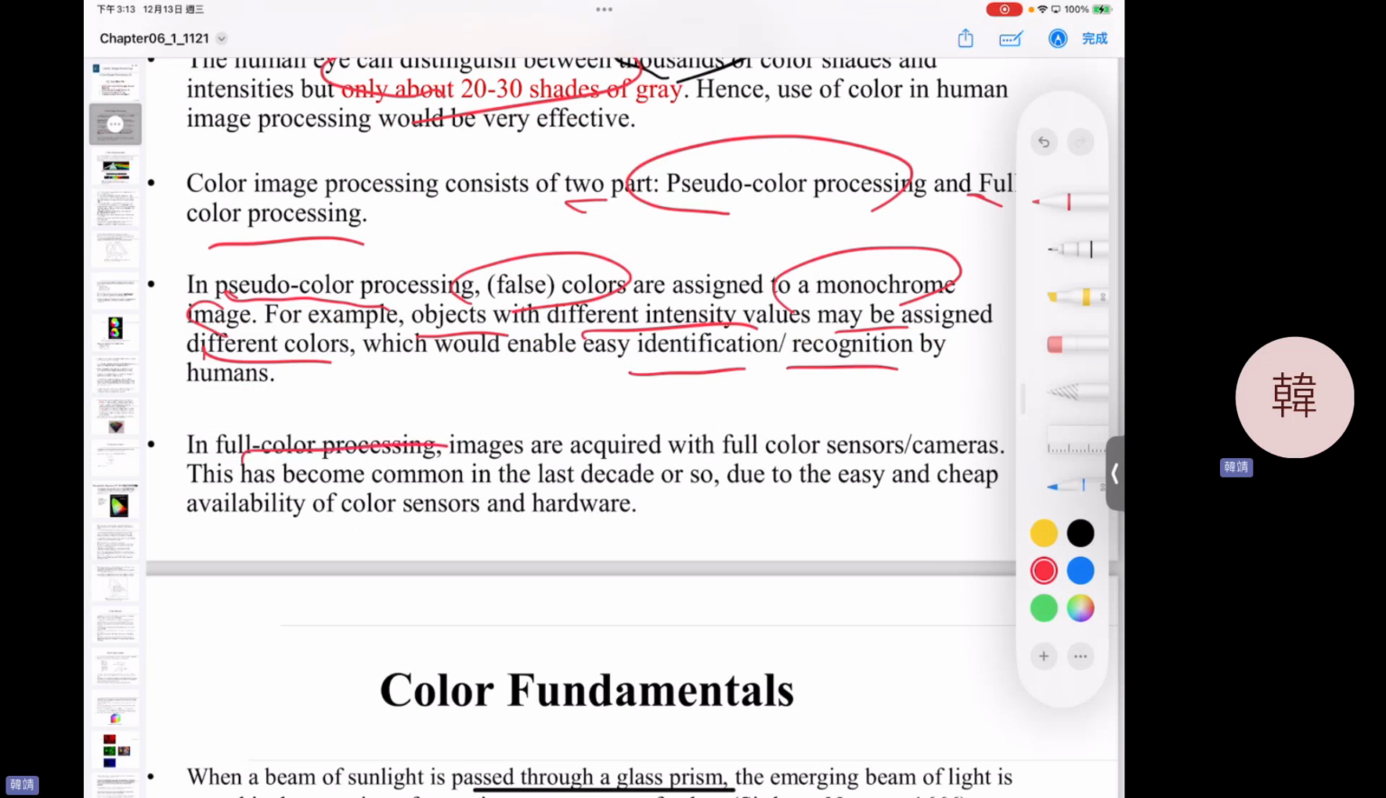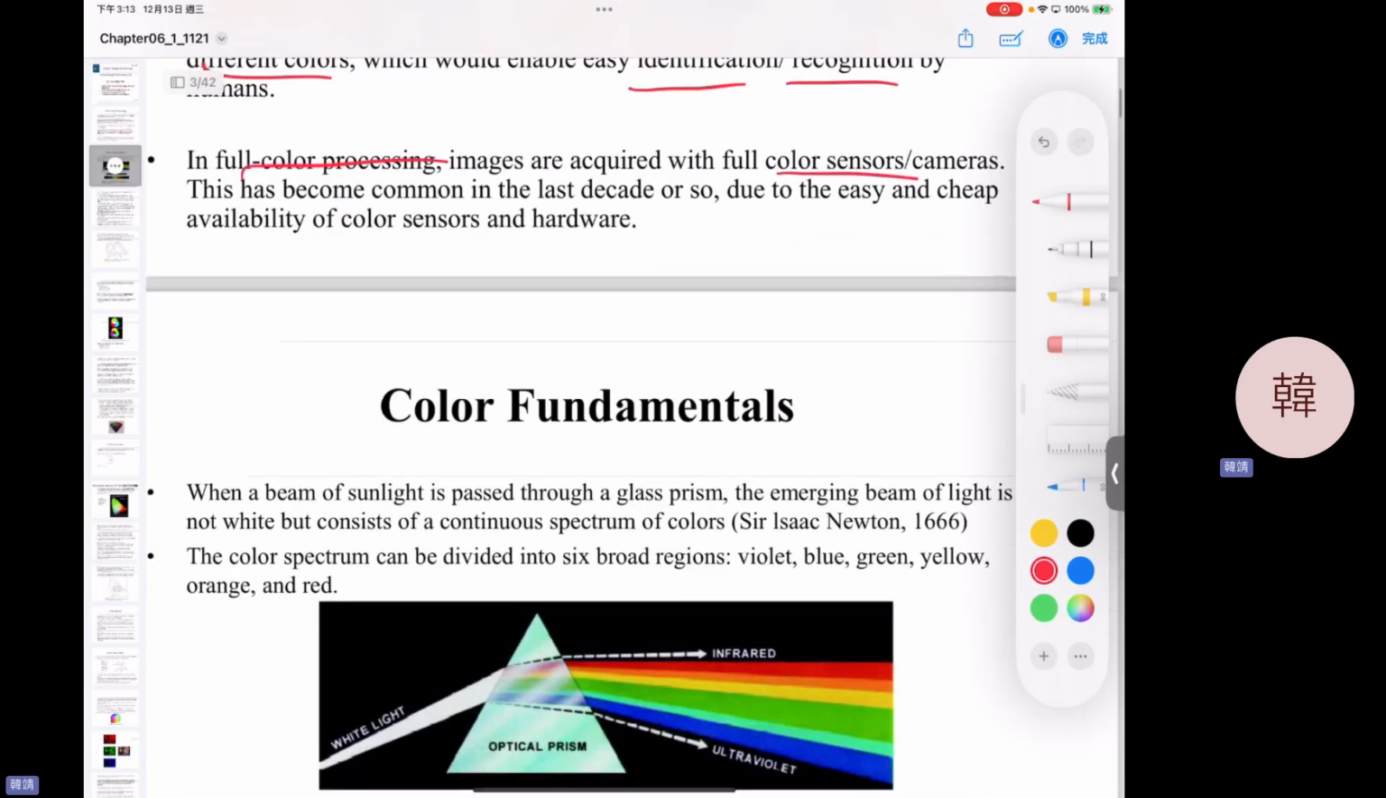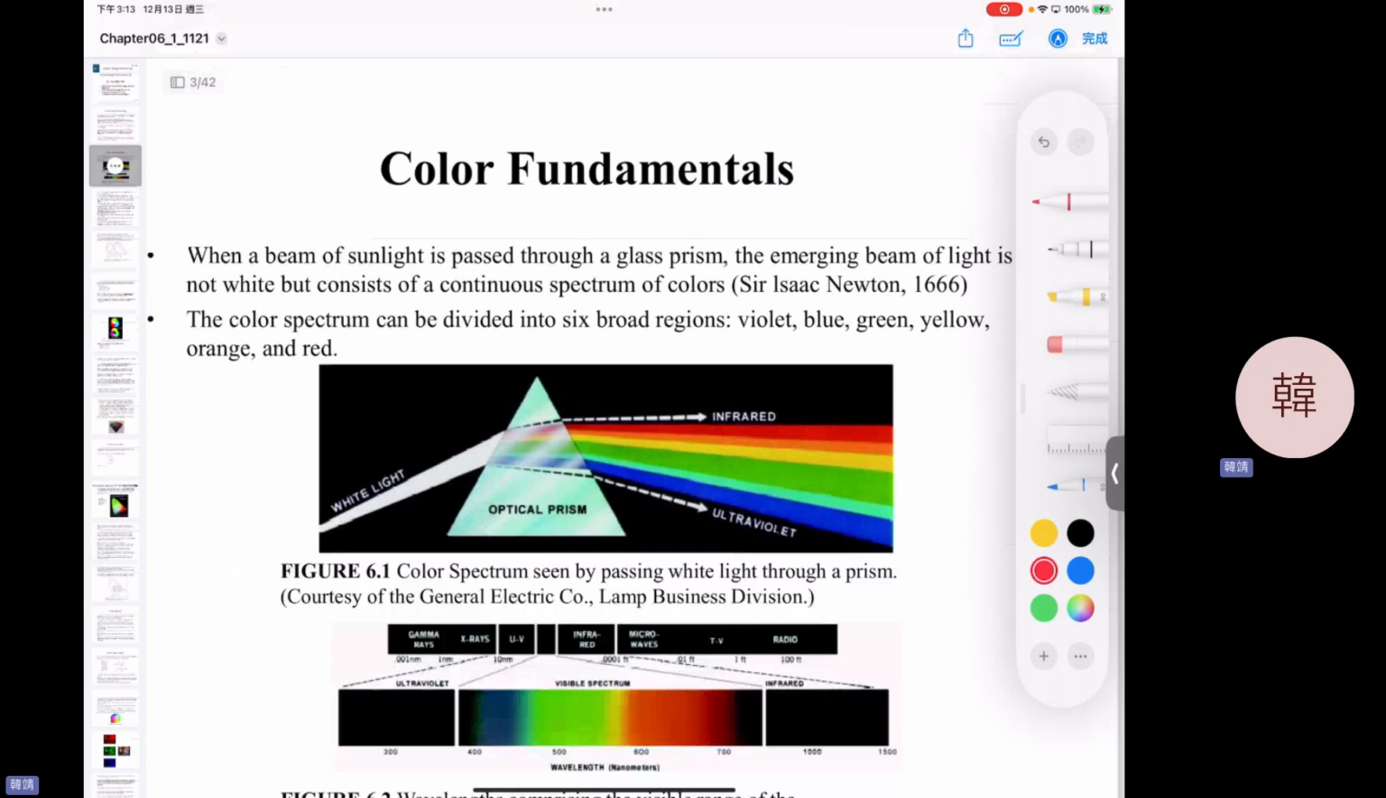And for full color processing, we use a full color sensor camera, which has become very popular now. Actually, there is some physics behind color. In fact, the white light in front of you actually contains a lot of waves of different frequencies.